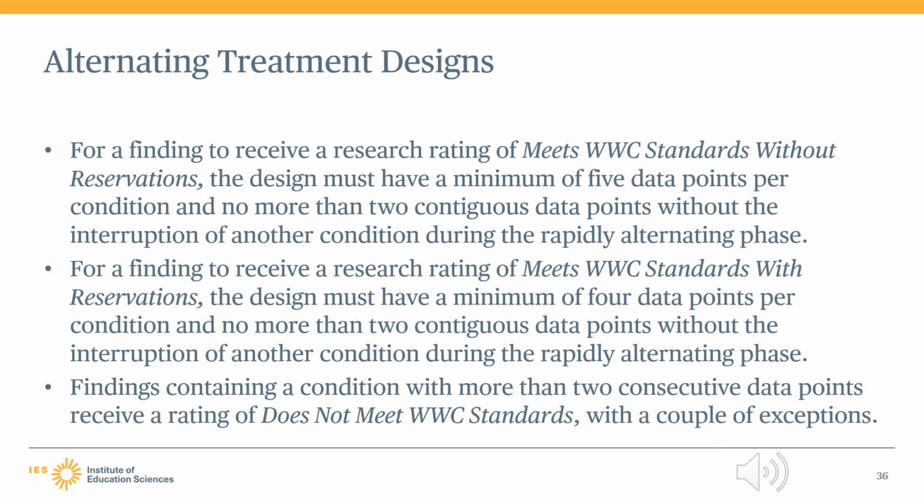For a finding to receive a research rating of meets WWC standards without reservations, the design must have a minimum of 5 data points per condition and, at most, 2 contiguous data points without the interruption of another condition during the rapidly alternating phase. For a finding to receive a research rating of meets WWC standards with reservations, the design must have a minimum of 4 data points per condition and at most 2 contiguous data points without the interruption of another condition during the rapidly alternating phase.